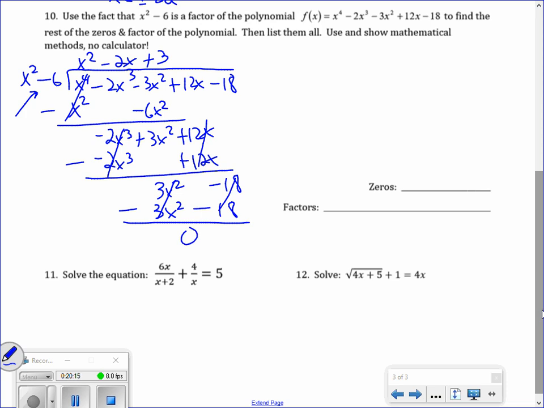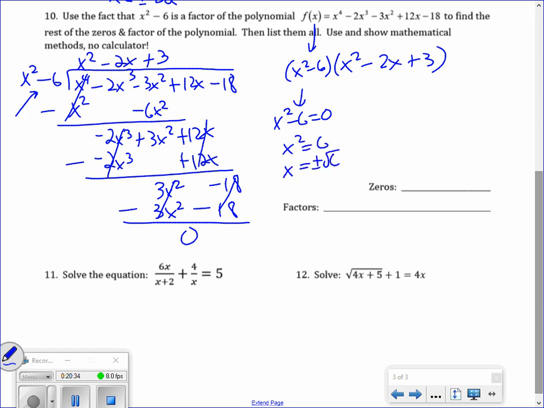All right, so what I now know is that this problem up here factors into x squared minus 6 and also x squared minus 2x plus 3. Now, x squared minus 6, I can figure that out real quick. I would get x squared minus 6 equals 0, so x squared equals 6, so I get x equals plus or minus radical 6. So those are ready to go.